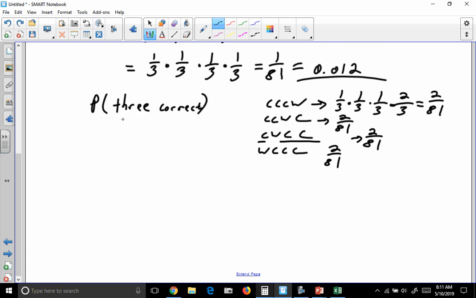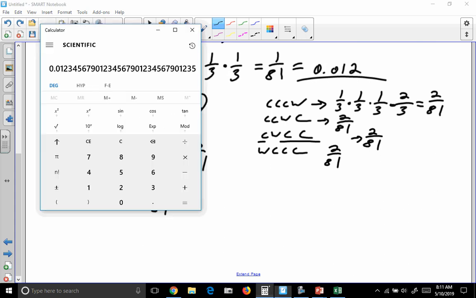So the probability of getting 3 correct one way is 2 out of 81, but there are 4 different ways that we could get exactly 3 correct. So that probability is a good bit more. It's 8 out of 81 at least, which is about 10%, 0.099.